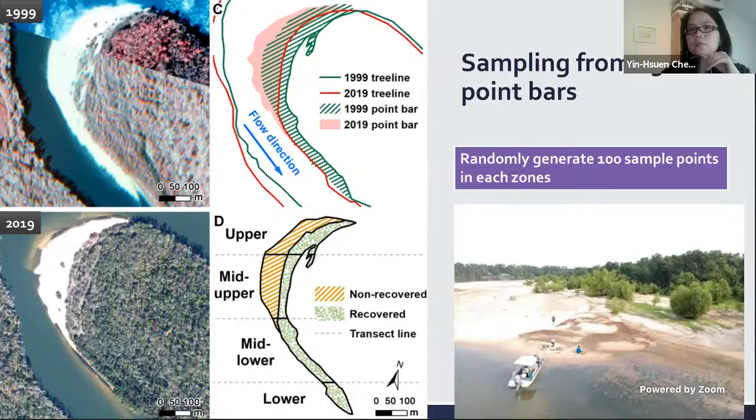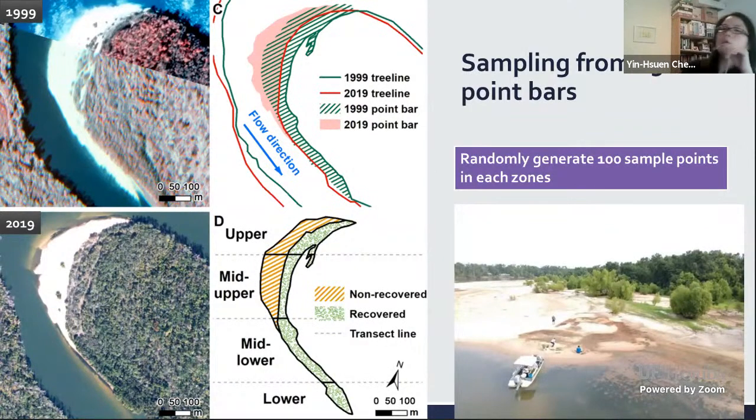And we digitize the tree front lines and the point bars of these two years' aerial photos. You can see in figure C how the tree lines look and how the sandbars look. Then we overlap them to define the area in between the two tree lines. We define this specific zone as the recovered area, which we label 1 in the logistic regression model, and the overlapping area of the two point bars as the non-recovered area.